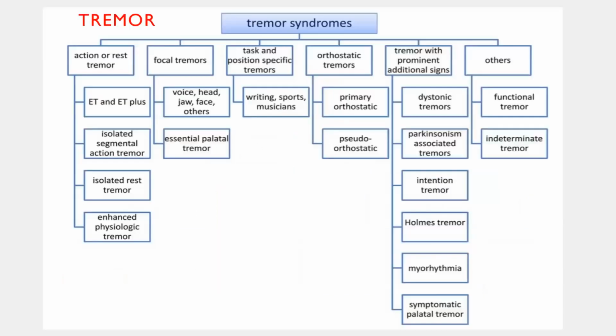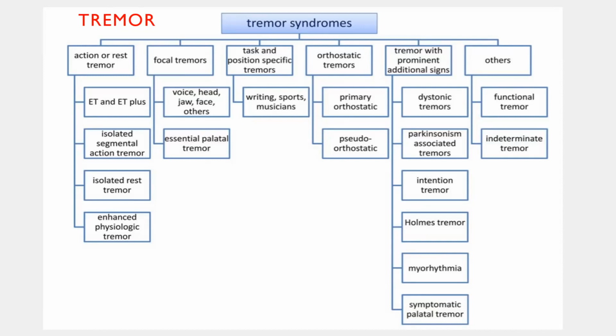Next slide. Tremor syndromes can mainly be classified as action tremors, rest tremors, focal tremors, task-specific, orthostatic, tremors associated with additional signs, and other tremors. Most commonly, action tremors will be seen in essential tremors, segmental tremors, isolated rest tremors, and enhanced physiological tremors. All will come under action tremor.